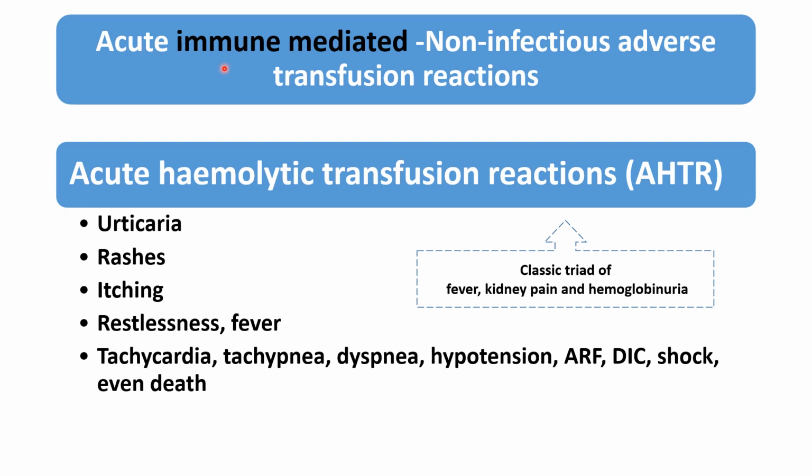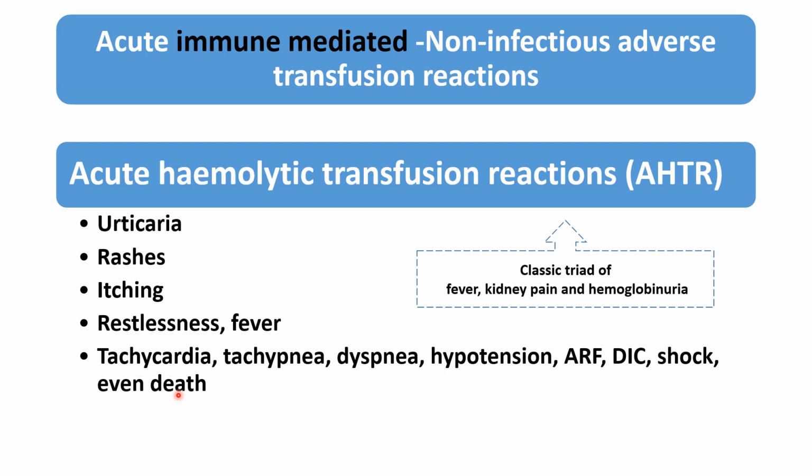In acute immune-mediated non-infectious adverse transfusion reaction, the patient can develop acute hemolytic transfusion reaction, AHTR, in which according to the severity the patient can develop mild, moderate or severe symptoms. In a mild hemolytic reaction, the patient will have urticaria, rashes and itching. If the patient has a moderate reaction, then the patient will become restless and fever will also be there. If a severe hemolytic reaction occurs, then tachycardia, tachypnea, dyspnea, even hypotension, acute renal failure, DIC, or the patient can even go into shock and death can also occur.